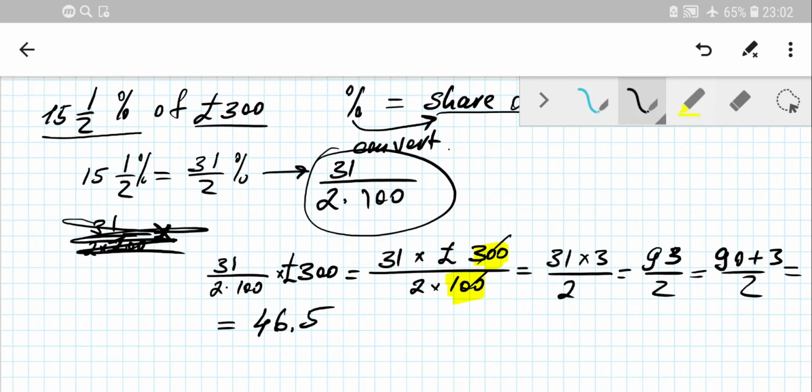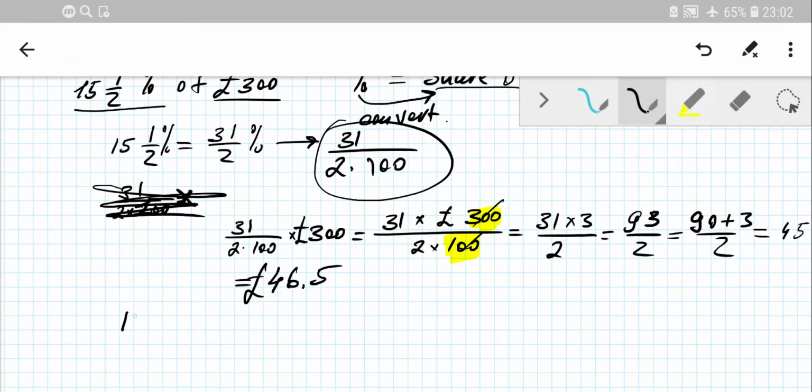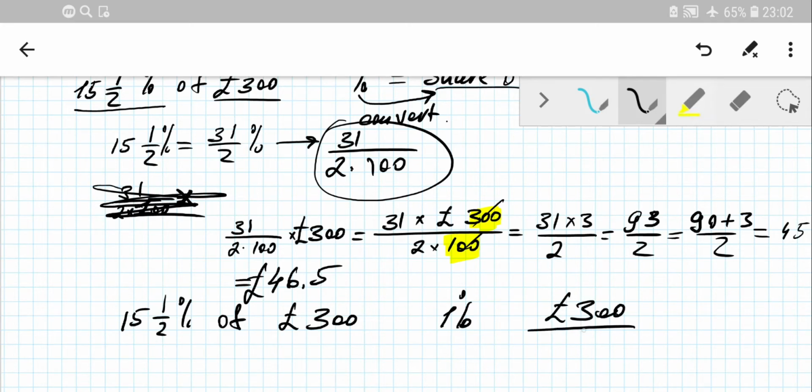But actually what you also can do, you can try to calculate 1% from 300. So I'll show you an alternative way to cope with percentage. The same question: 15 and 1 over 2 as a percentage, and try please to find it out of 300 pounds. So you can find 1%. How much is that? You simply divide your 300 pounds by 100, in order to know what 1% is. So 1% simply means 3 pounds.